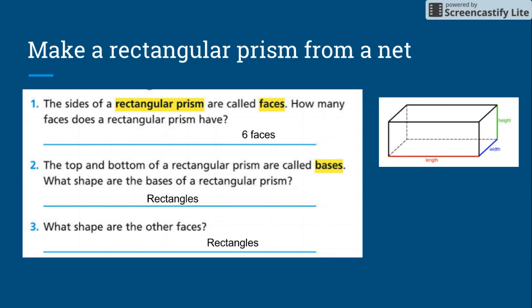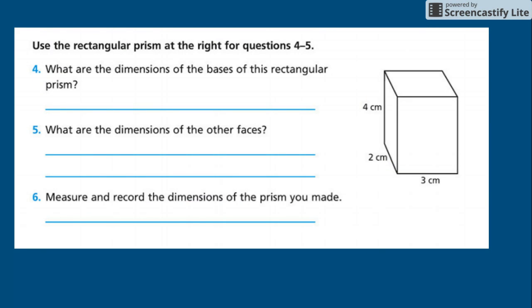What shape are the other faces? Well, those are rectangles as well. If we go over to this next part, going through the questions, we're going to use the rectangular prism on the right over there. What are the dimensions of the bases of this rectangular prism? And we have 2 centimeters by 3 centimeters. So the bottom of that part, we kind of have to use our imagination here. Picture that rectangle at the bottom. It's 2 centimeters by 3 centimeters.